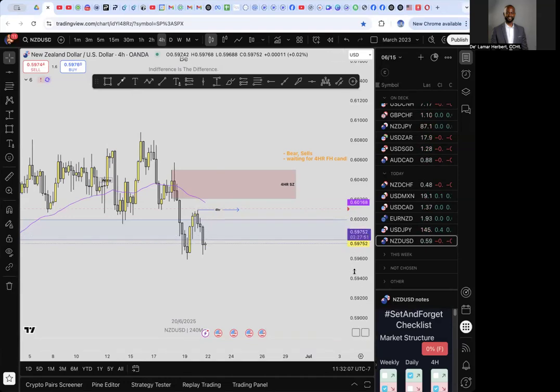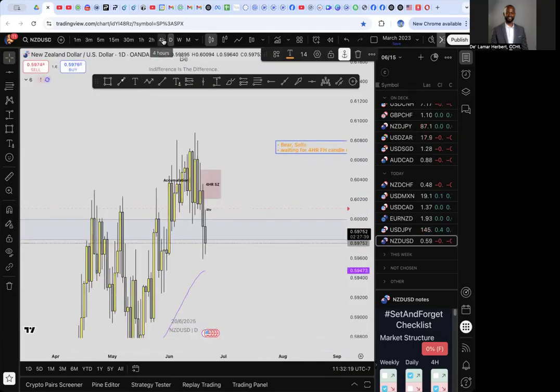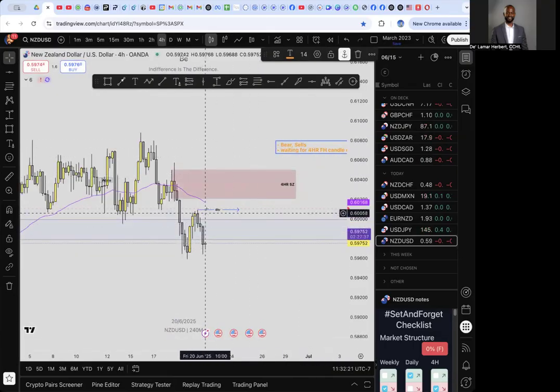So starting with NZD USD. Today is June 20th, 2025. What I'm looking at right here, we're looking at sells because we are in alignment on the daily and 4 hour. We're just looking for this 4 hour take of liquidity here.